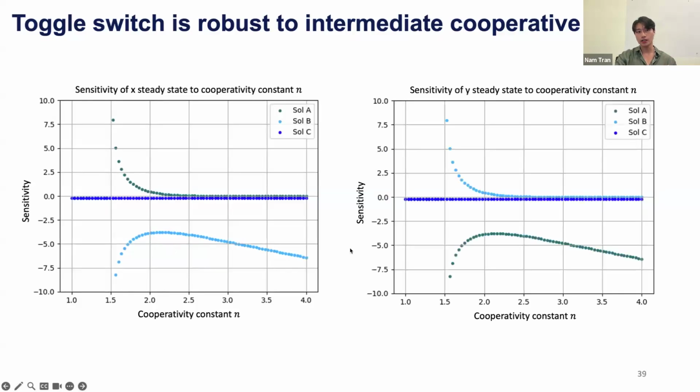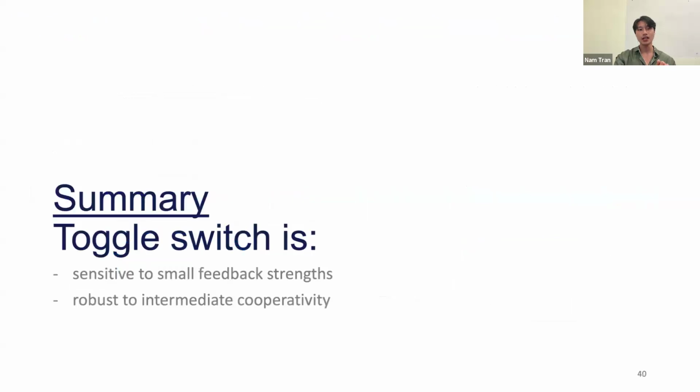And for Y, with the sensitivity on the vertical and the cooperativity on the horizontal, it does the same thing. It blows up for small n, and one of them blows up for large n. So as a whole, for both species, the entire toggle switch is most robust for intermediate n. And so in summary, the toggle switch is sensitive to small feedback strengths and robust to intermediate cooperativities.